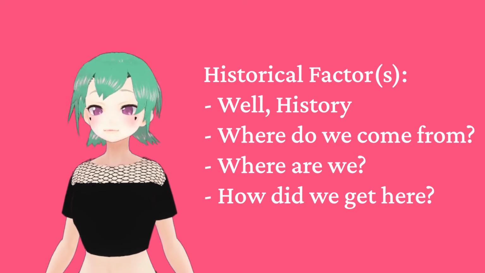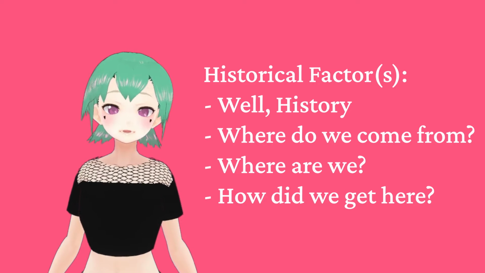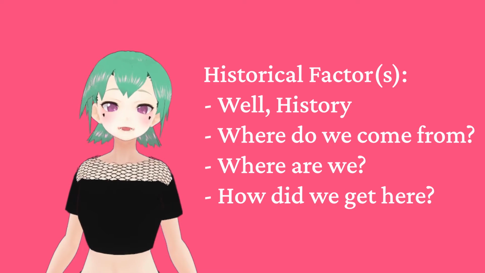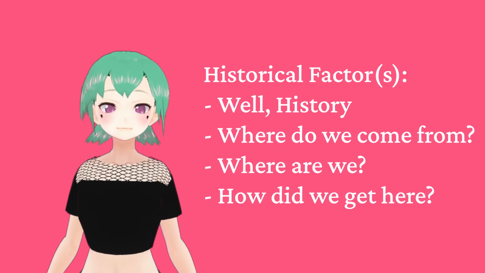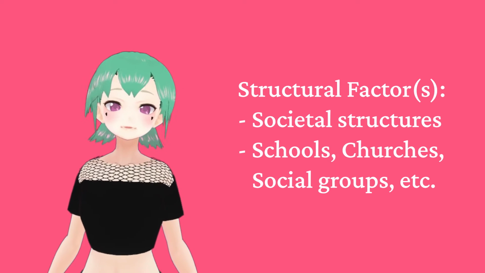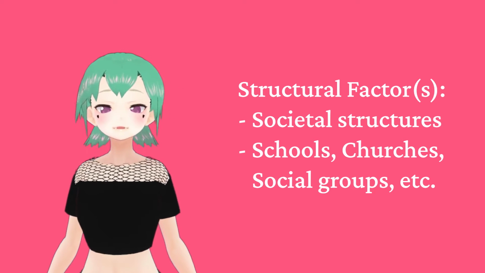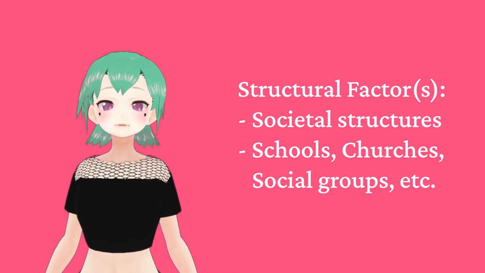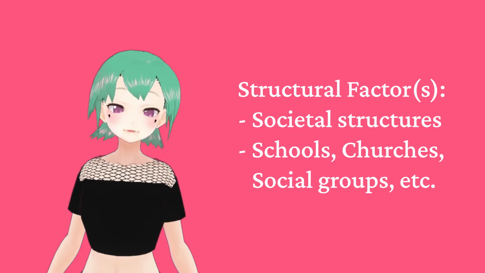So for example, if we're studying racism, we'd have to look at the history of racism within a given region, and we'd look at, for example, in the US, the civil rights movement, right? The next factor is then structural factors. Think societal institutions like schools, organized religions, social groups, other similar units within society, and how they influence and affect our lives.